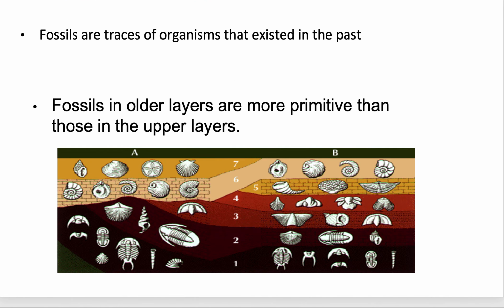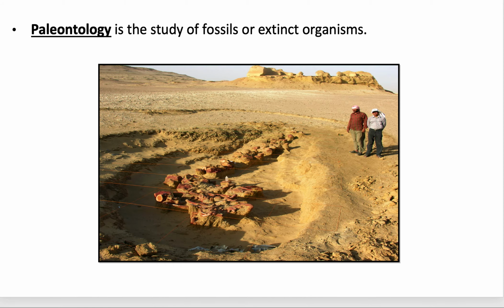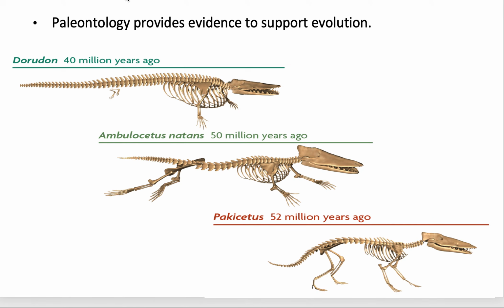The next evidence for evolution is, of course, fossils, a very obvious one. Fossils are traces of organisms that existed in the past. Fossils found in the older layers are more primitive than those found in the upper layers of the earth or the soil. Paleontology is the study of fossils or extinct organisms. These scientists study fossils, and you probably already knew that because you're smart people. Paleontology provides evidence to support evolution.